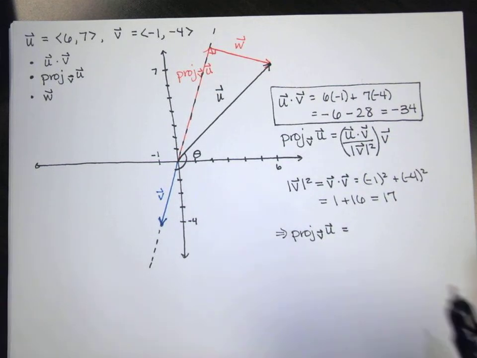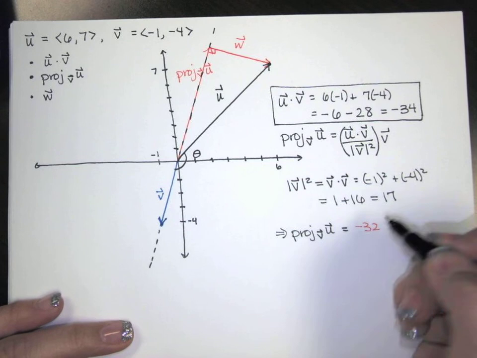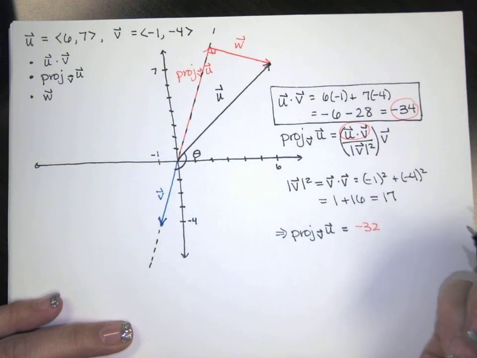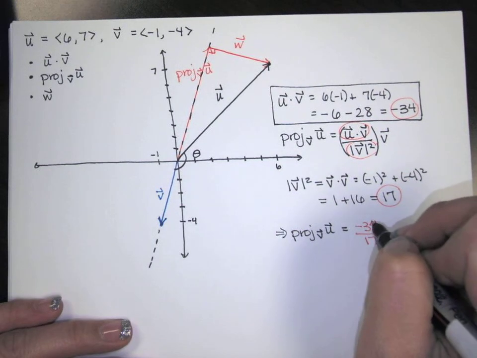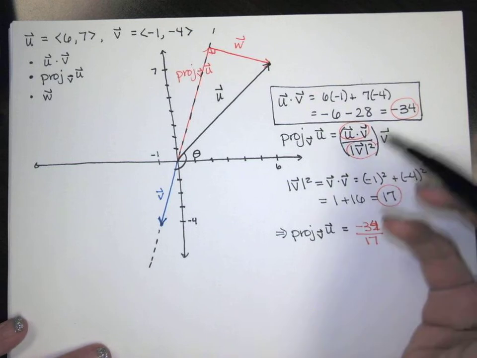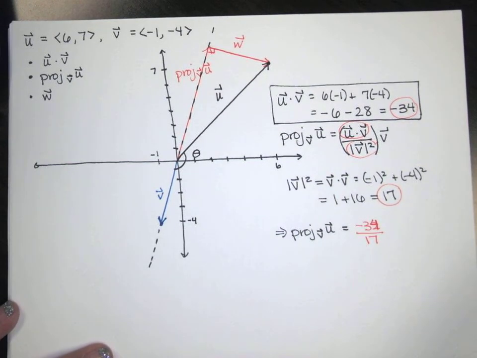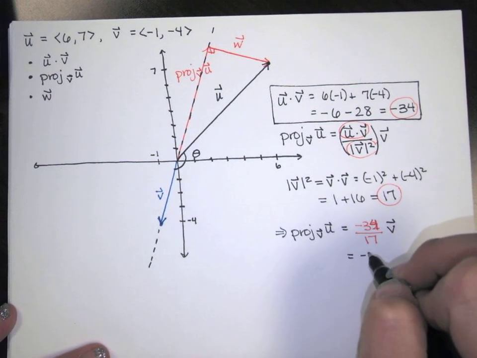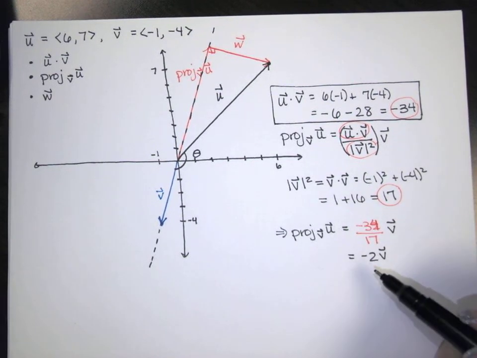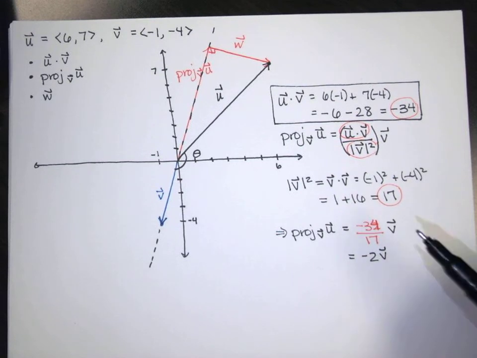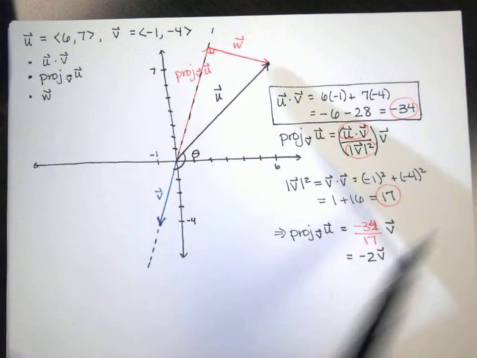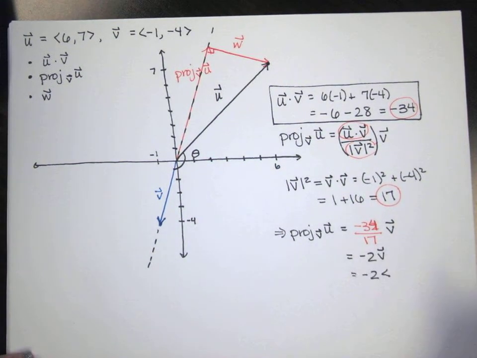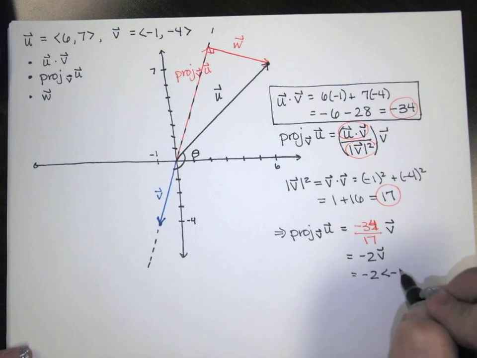Okay, so now I'm going to substitute those into the projection of u onto v. My dot product is -34, so that goes there. It's that part. And then the length of v squared is 17, so that goes there. I wrote 32, I meant 34. And then I'm taking that scalar and I'm multiplying it by v. Well, 34 divided by 17, we all know that's -2. We see that the projection and v go in opposite directions. So the projection is twice as long as v, but instead of going this way, it goes that way. To find the projection, I'm going to take -2 and multiply it by v.